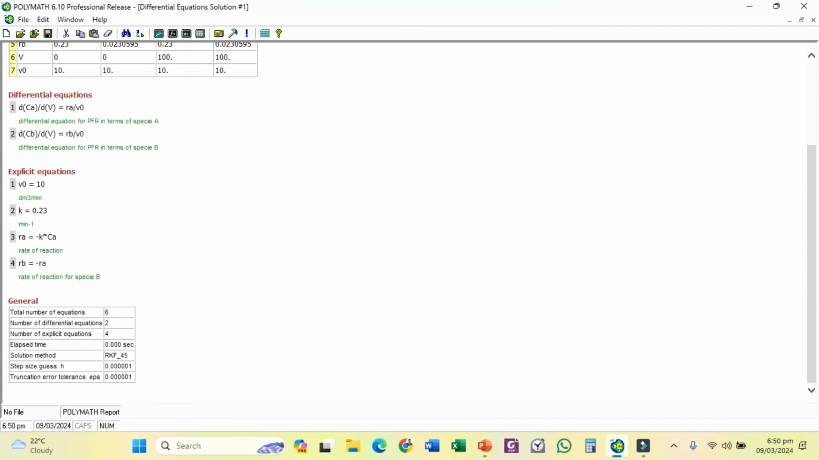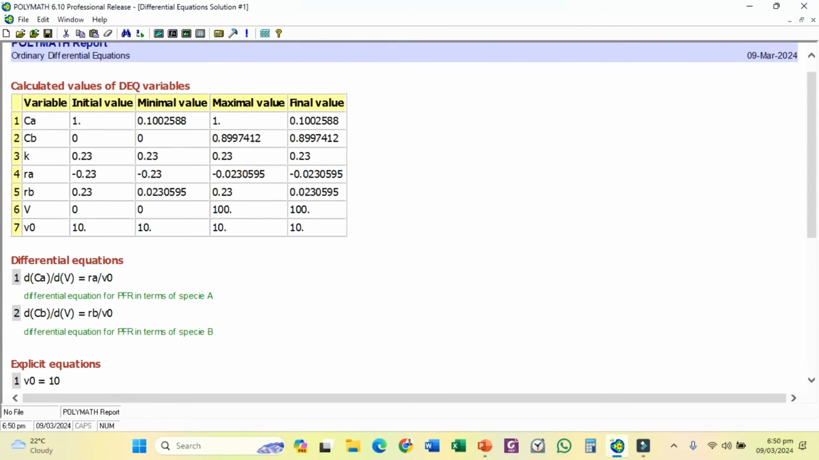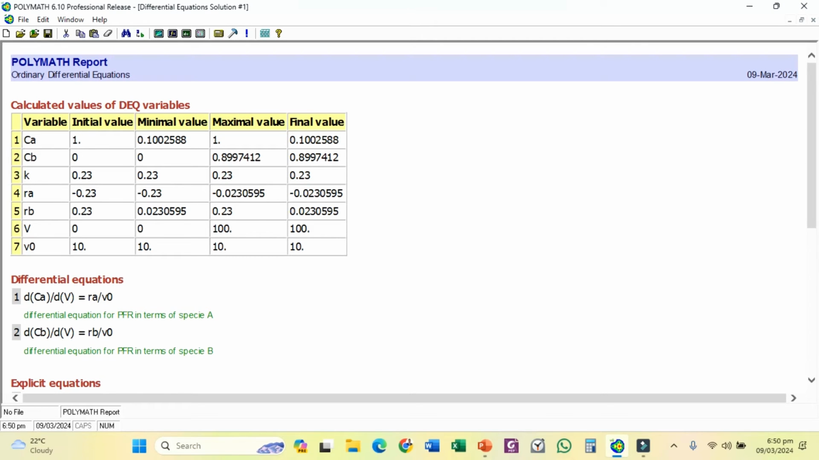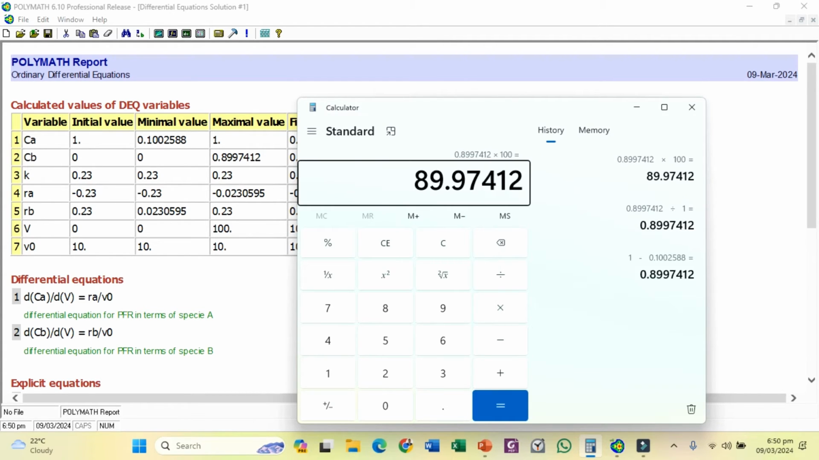Now these are all the equations, like these are the differential equations, these are the explicit equations, total number of equations and step size, and all the information is given over here. But now what is our objective? Our objective is to see whether the required concentration is reduced or not. It is reduced from 1 to 0.1002588. So if you click on the calculator, 1 minus 0.1002588 divided by 1 multiplied by 100, so 89.97, which is approximately 90% conversion is achieved, which was our objective in this process.